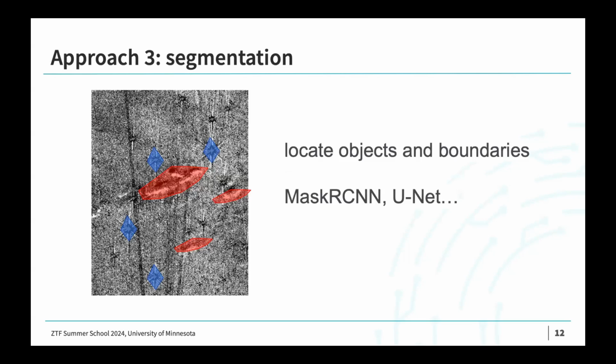Okay, the other approach is the segmentation approach. This can tell us not just the locations, but also the boundaries, that is, whether each pixel in the images belongs to the echoes.